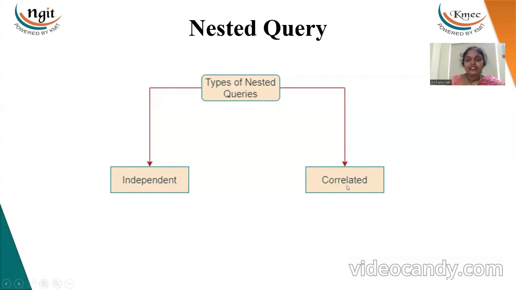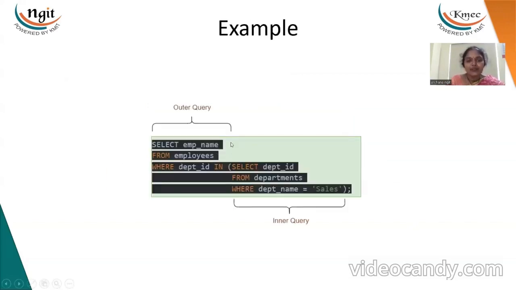While writing correlated queries, we should make sure that the query is written properly, otherwise it will enter into an indefinite loop. Now let us look at an example of nested queries.